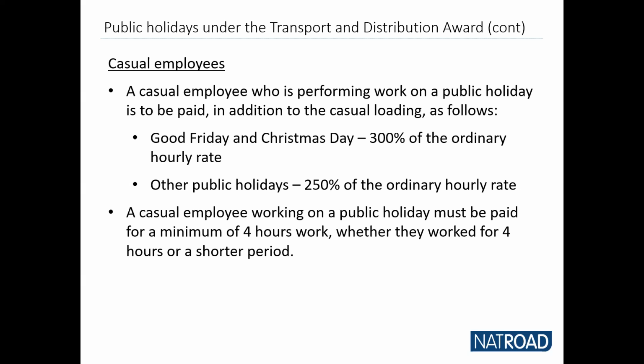So for casual employees under the Transport and Distribution Award, a casual employee who is performing work on a public holiday is to be paid in addition to the casual loading. So they get their casual loading that they usually would under the award, and then they get these rates on top of that. So for Good Friday and Christmas Day, it's 300% of the ordinary hourly rate. And for other public holidays, it's 250% of the ordinary hourly rate. So a casual employee working on a public holiday must be paid for a minimum of 4 hours work, whether they worked for those 4 hours or a shorter period. And again, if they're working more, they must be paid for those hours.